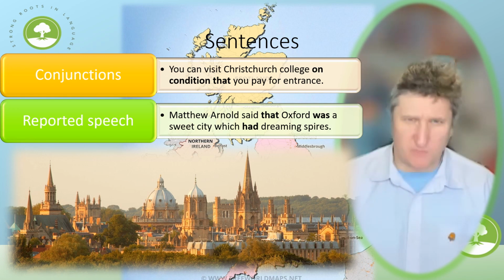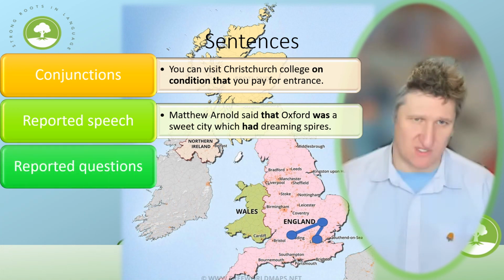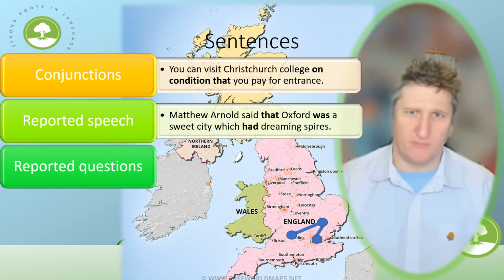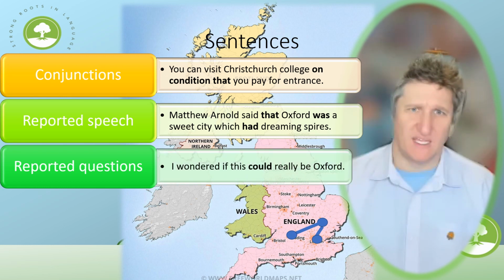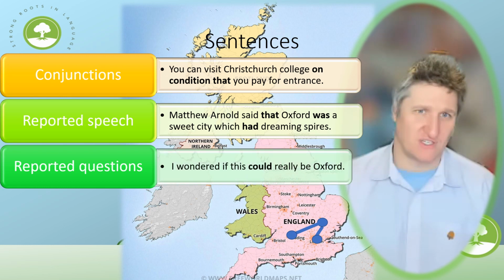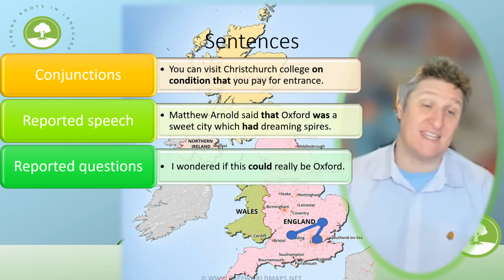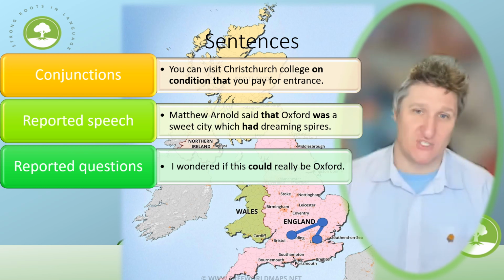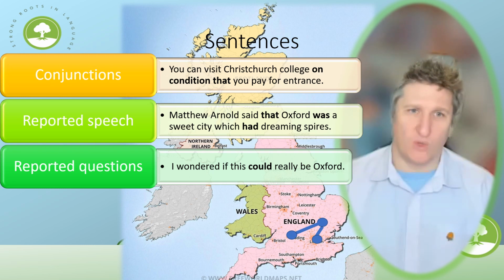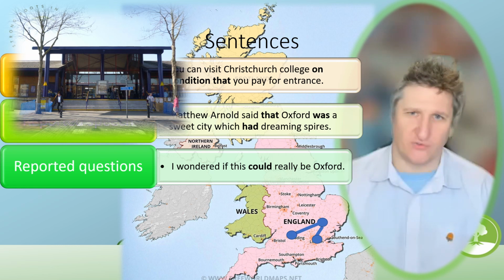Similarly, you should be able to report questions using a range of verb forms. For example, when C.S. Lewis writes of his first arrival to Oxford, he walked the wrong way out of the station and asked himself, "Can this really be Oxford?" Which is reported in his autobiography Surprised by Joy as, "I wondered if this could really be Oxford."